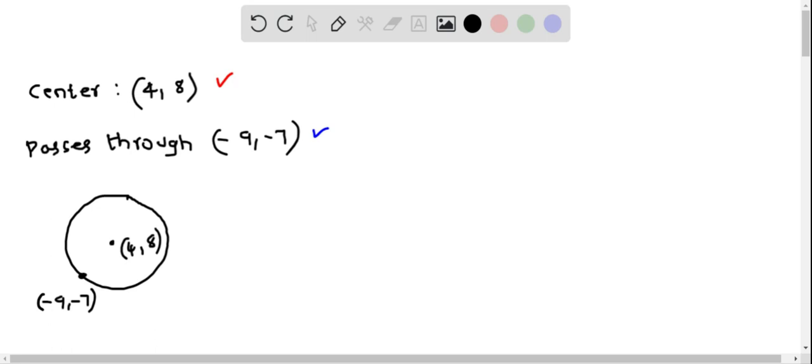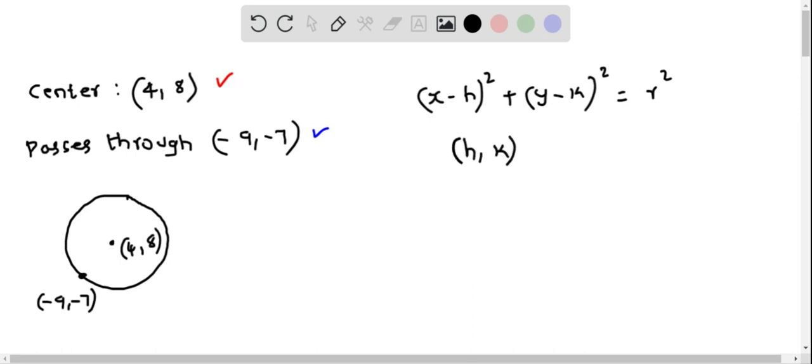So first let me write the formula or the standard form of a circle equation, which is given as (x - h)² + (y - k)² = r², where (h, k) are the coordinates of the center and r is the radius of the circle. Let's see if we have both this information so that we can plug into the standard form. We have the center, that is (4, 8), and the radius is not given.